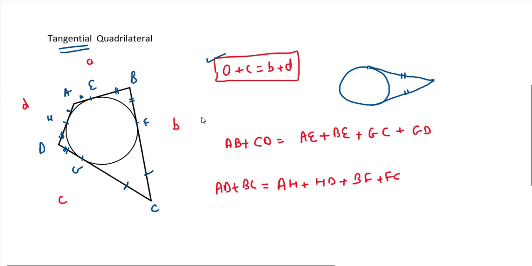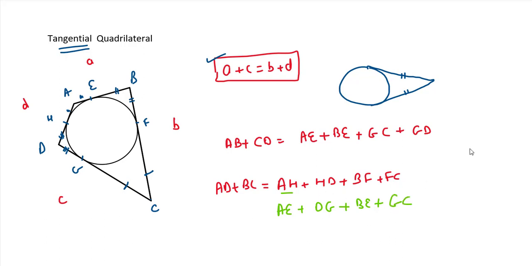Now if you notice, what is AH? AH is same as AE, so we will replace AH by AE. What is HD? HD is same as DG, so we will replace HD by DG. And BF is same as BE, and FC is same as GC, so we will have GC over here.